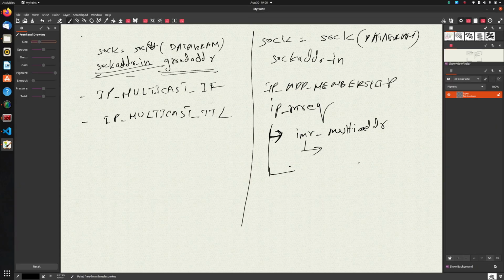The other member that this struct has is something called imr_interface. And this is the interface where the multicasted datagram would be received, right? So it pretty much tells the kernel this socket wants to subscribe itself to this particular group and on this particular interface, right? So these are the two members that ip_mreq takes, and this is the overall set of parameters that IP_ADD_MEMBERSHIP uses to subscribe a given host socket to a particular group or groups.